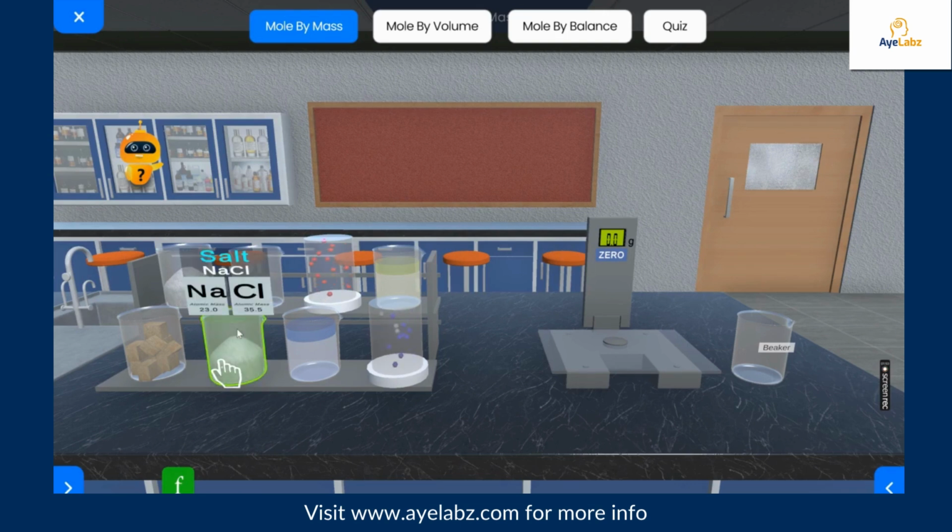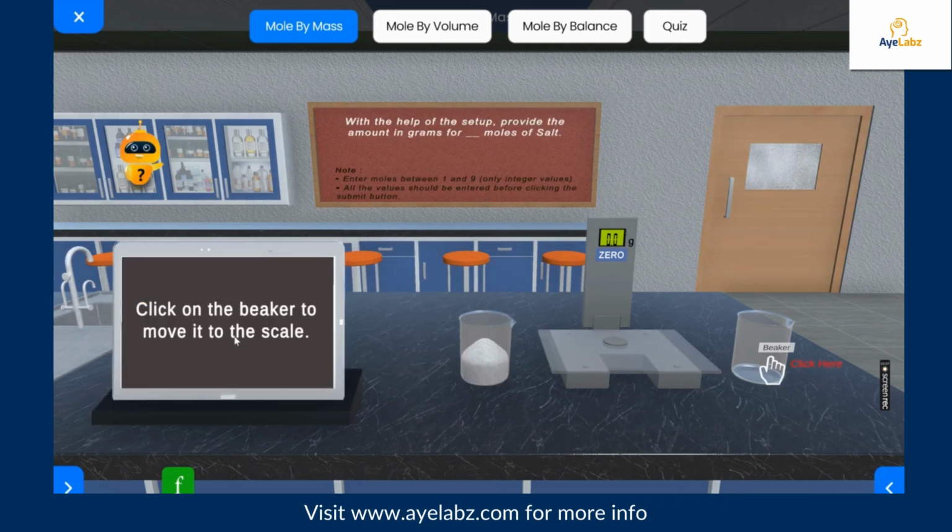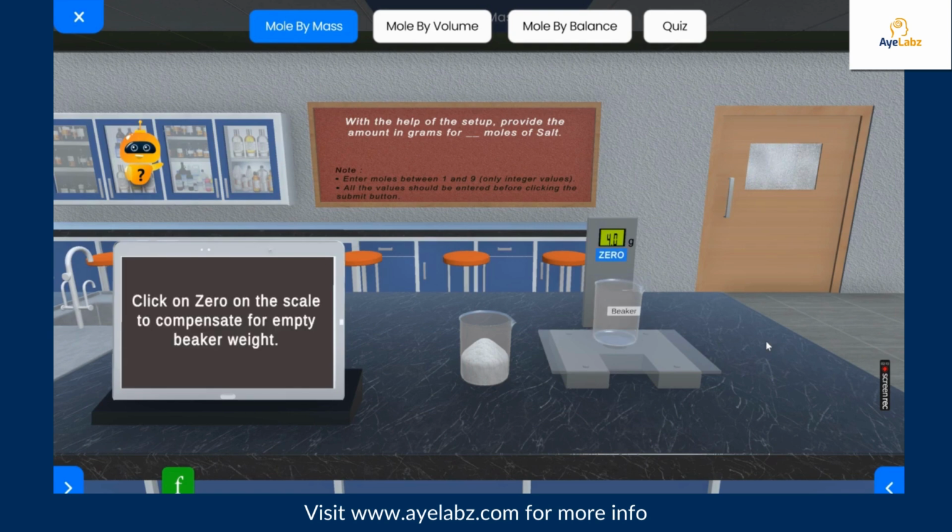Let's start with salt, that is NaCl. The atomic mass of sodium is 23 and the atomic mass of chlorine is 35.5. Let me place the beaker on the balance by clicking on it. You can see the information on the board, which mentions that with the help of the setup, provide the amount of grams for dash moles of salt.